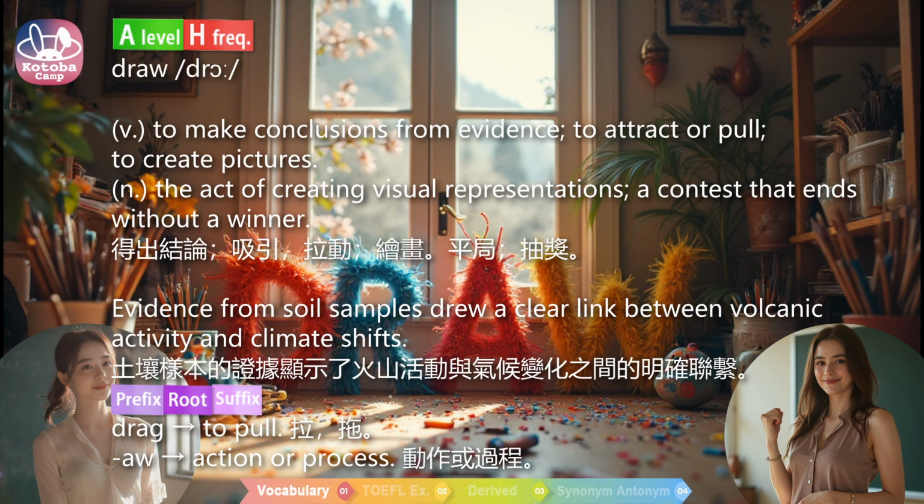Draw. To make conclusions from evidence. To attract or pull. To create pictures, the act of creating visual representations. A contest that ends without a winner. Evidence from soil samples drew a clear link between volcanic activity and climate shifts.